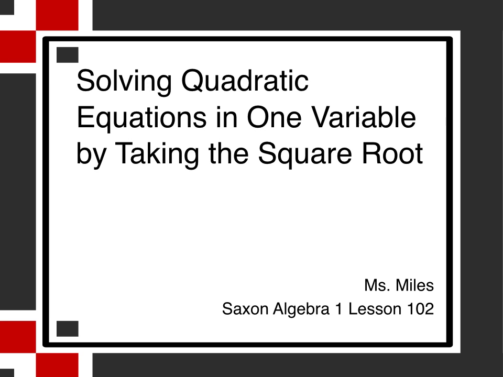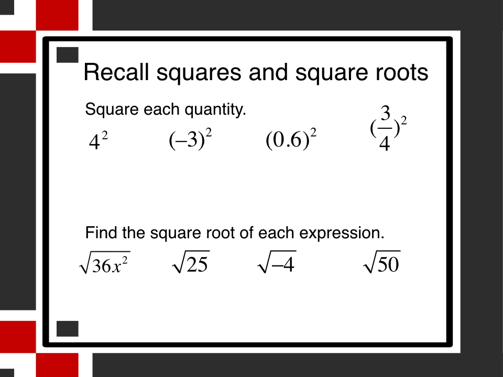Solving quadratic equations in one variable by taking the square root. We'll start by squaring some numbers. To square a number means multiply it by itself. 4 to the second power, or 4 squared, equals 4 times 4, or 16. Negative 3 squared, negative 3 times negative 3 equals positive 9.